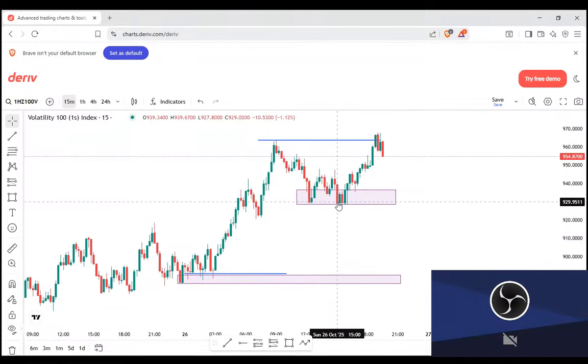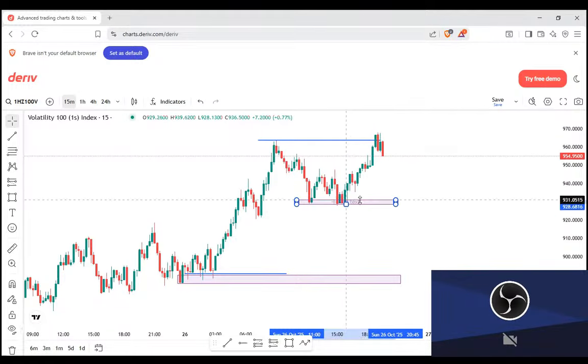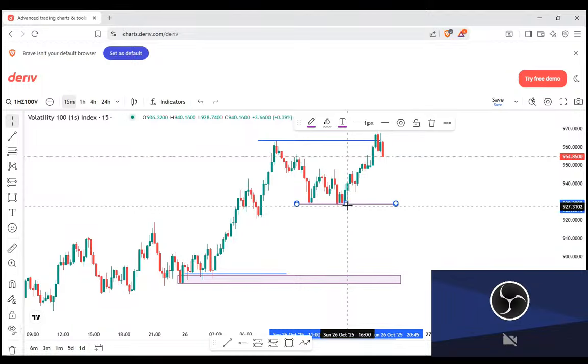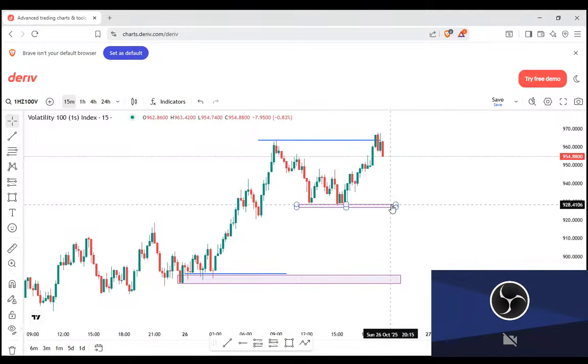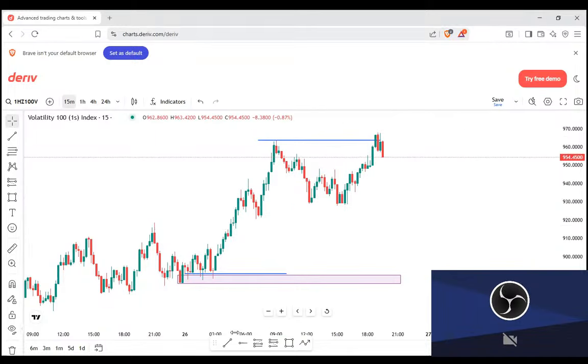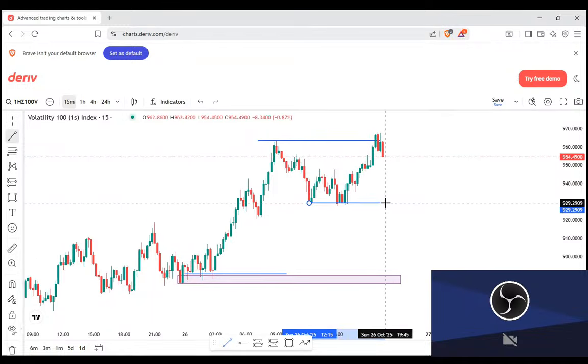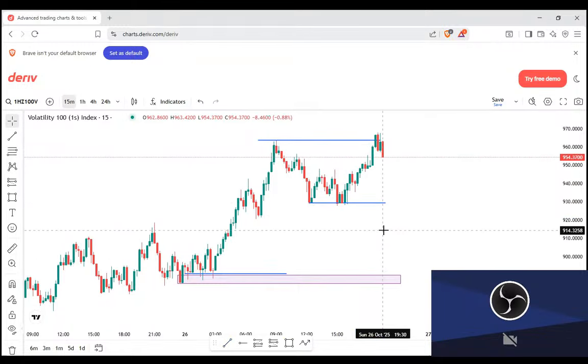Yeah, so this is the lowest level that actually caused that impulsive move. So I'll bring it down like this. Let me just use the line to mark it out. So this is its price.